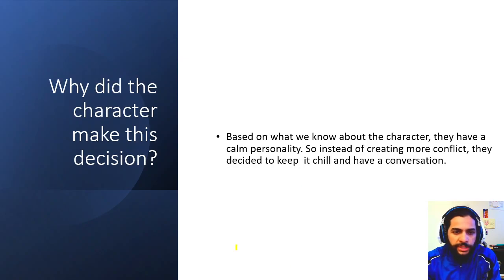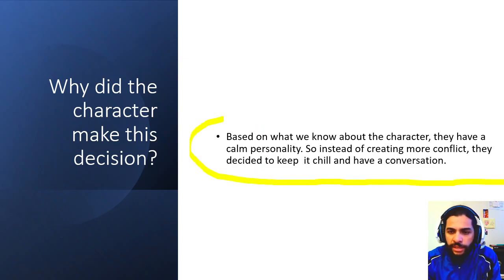Here is another example of a level 2 question. Why did the character make this decision? Here's an example of an answer. Well, based on what we know about the character, they have a calm personality, so instead of creating more conflict, they decided to keep it chill and have a conversation. Again, we don't know the exact answer in this example. Why did the character make this certain decision? But we're making a few guesses. We're making a few inferences. We're going a little bit deeper into the text and coming up with our own opinion.